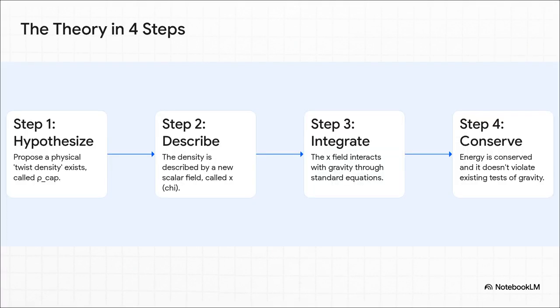So the theory itself unfolds in four pretty logical steps. First, you just start with the hypothesis. Let's say this twist, which they call rho-cap, is a real thing. Step two, you need a way to describe it. So they use a mathematical tool called a scalar field, which they've named chi. Just think of it like a weather map that, instead of showing temperature, shows you how twisty spacetime is at any given point. Third, you plug this new field right into the standard equations of gravity.